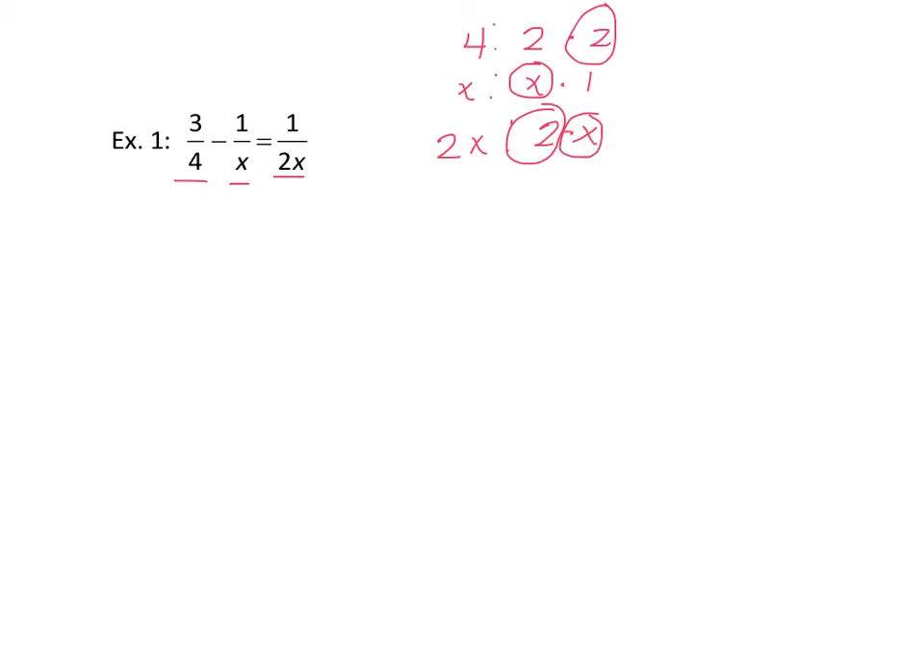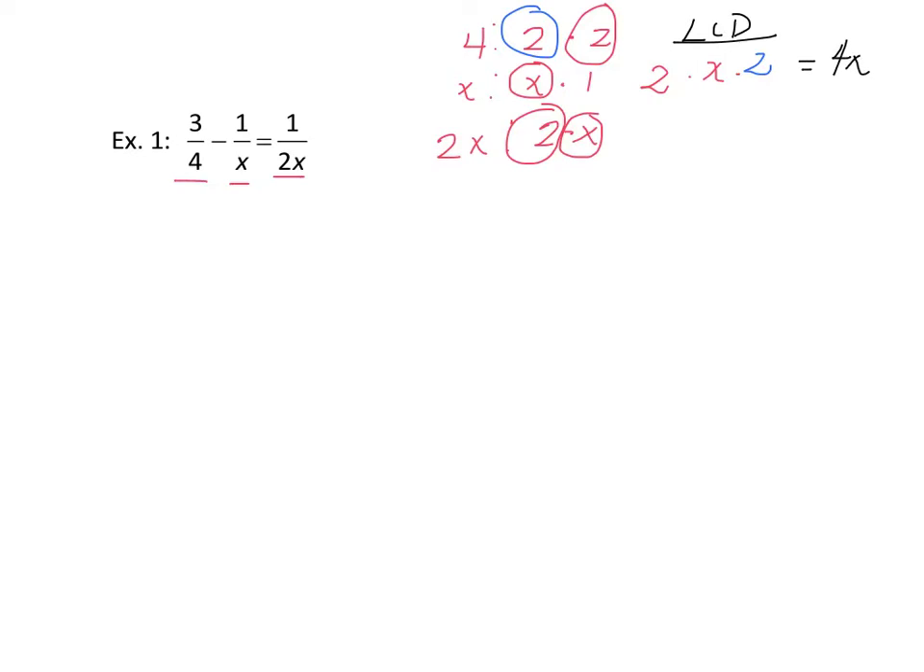So that means we need all of these combined. So I need one common factor from the 2. I need one common factor from the x. But I also need this 2 that was not common to any of the other denominators. So that means that my LCD is going to be 2 times 2 times x, which is 4x.